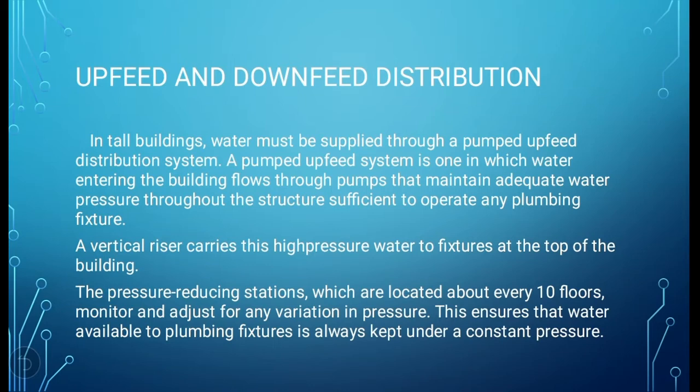A vertical riser carries this high pressure water to fixtures at the top of the building. Such a pressure in the distribution system is too great for plumbing fixtures, for example lavatories and water closets. The pressure reducing stations, which are located about every 10 floors, monitor and adjust for any variation in pressure. This ensures that water available to plumbing fixtures is always kept under a constant pressure. For this reason, at several zones, water is removed from the vertical riser, reduced in pressure at pressure reducing stations, and distributed to the fixtures in that zone.